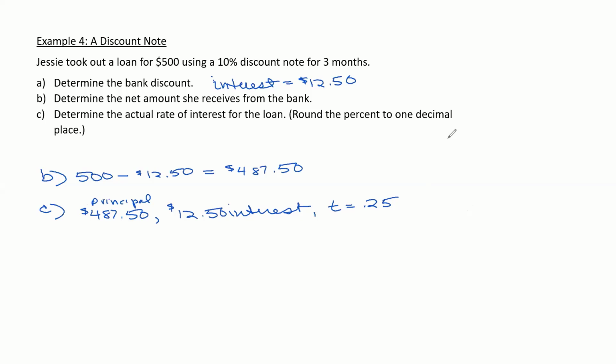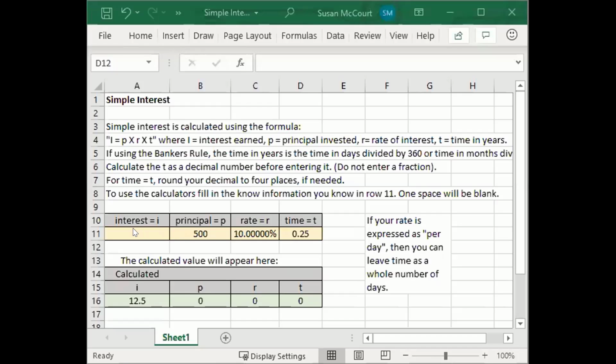So putting that into our calculator, now our interest is $12.50. Our principal is $487.50. Our rate, we're going to zero out with backspace, and our time is still 0.25. Now looking down, our rate is actually 10.3%, because they asked us to round the percent to one decimal point. So it's 10.25%. We'll round it to 10.3%.